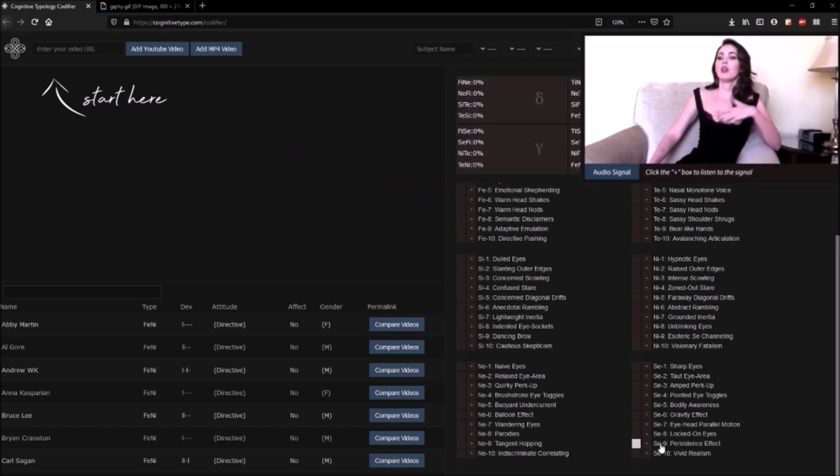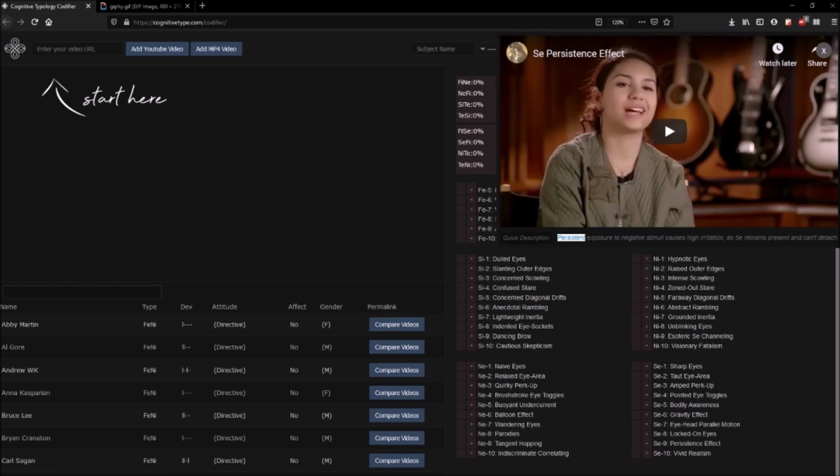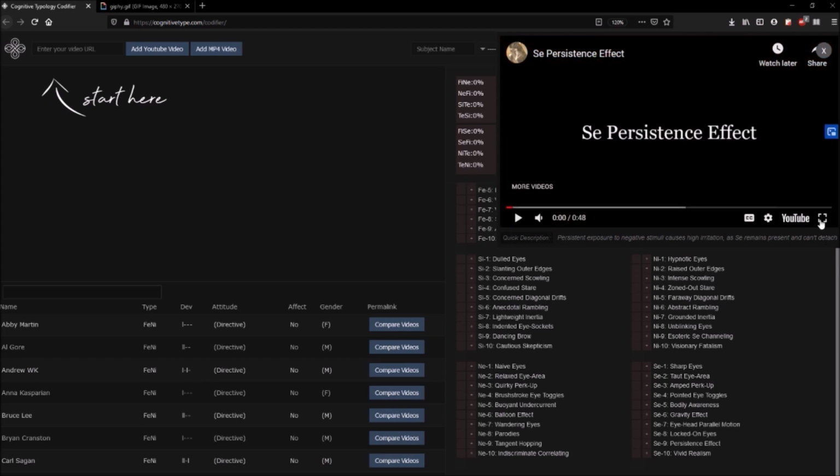And I'm just going to go ahead and do the last 2 SE signals together to finish off the SE, starting with SE9, which is persistence effect. And it says here, persistent exposure to negative stimuli causes high irritation as SE remains present and can't detach, or can't distract, let's say. The reason it can't distract is because of SE's immersion, and immersion is part of SE's psychological habit.